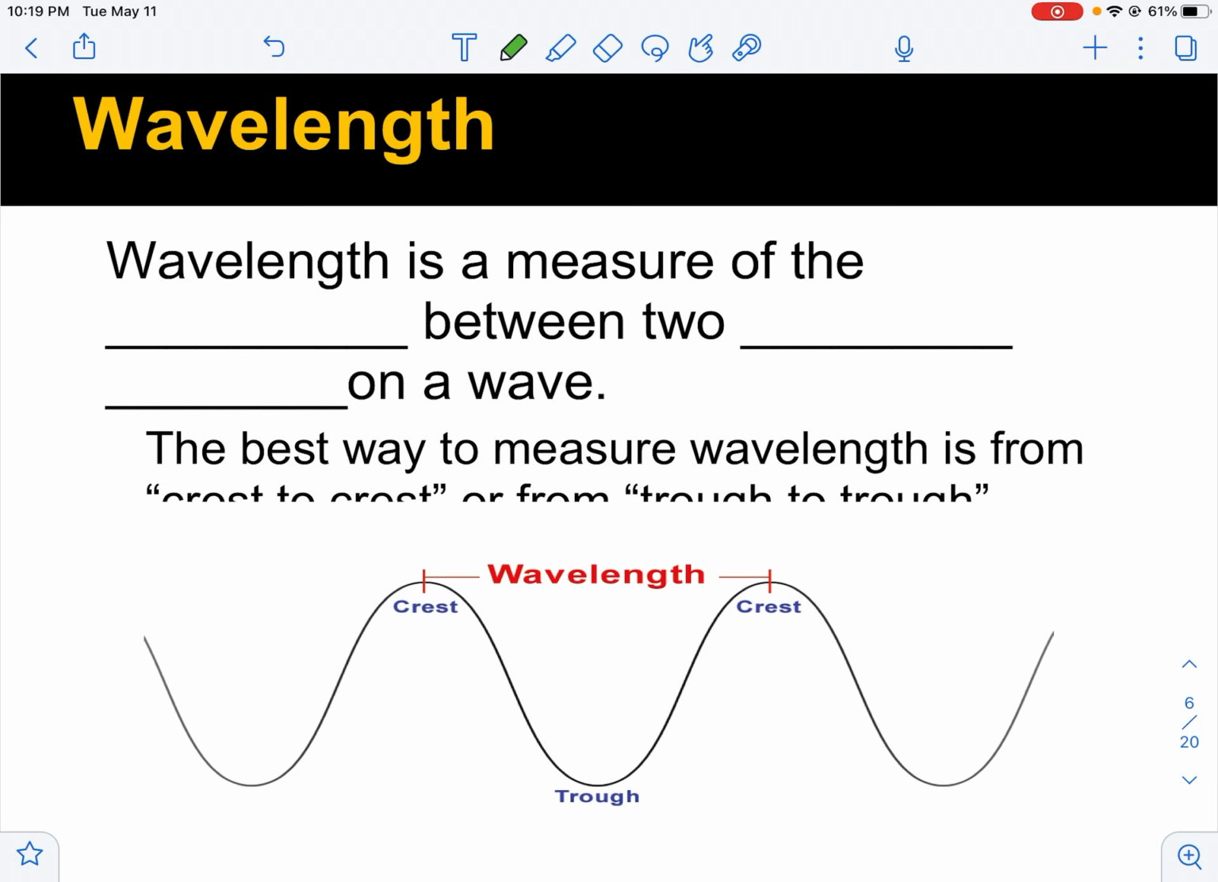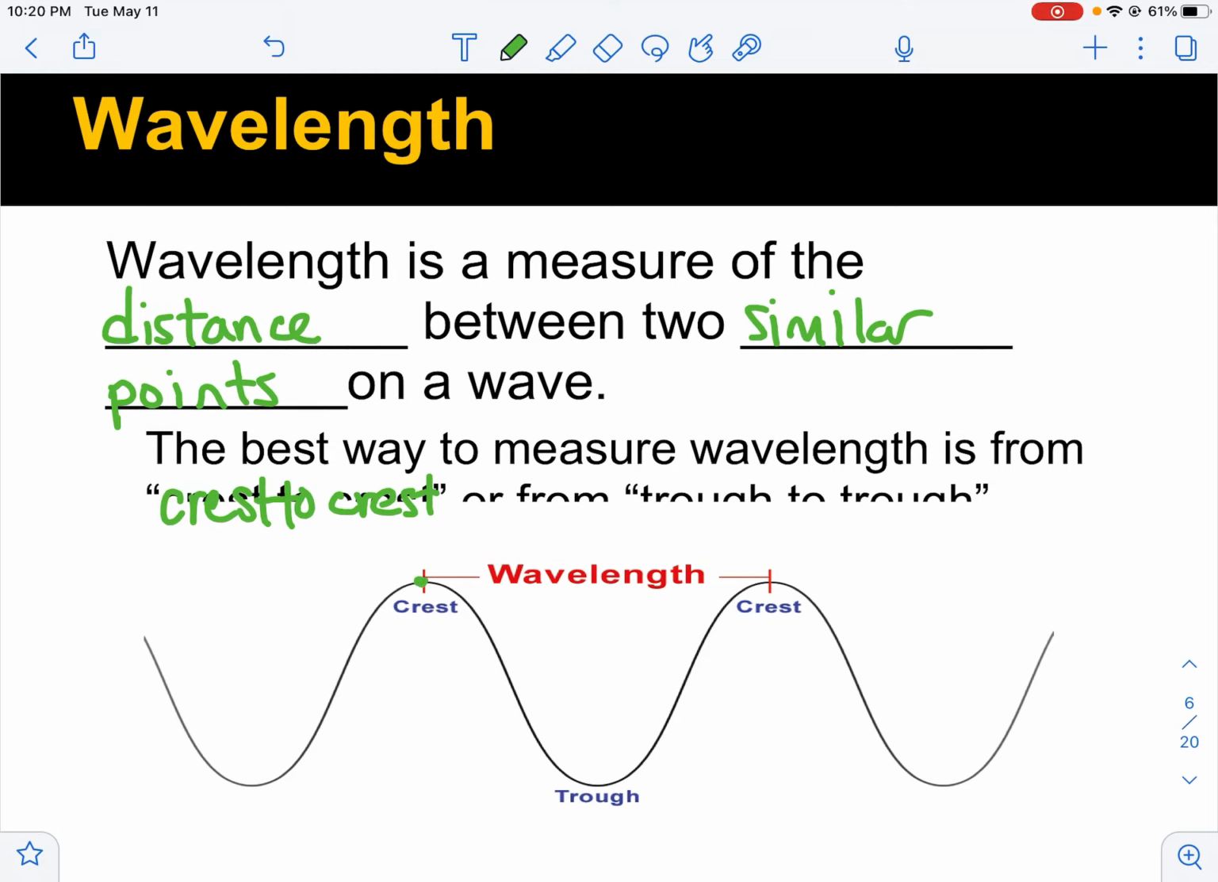easiest one to measure. Wavelength is the measure of the distance between two similar points on a wave. The best way to measure wavelength is going to be from the crest to the next crest, because that's the high point, so it's easy to find, right? You go until it gets to the highest point and then starts going down. That's one crest. You find the next crest, and then you just measure the distance between them.